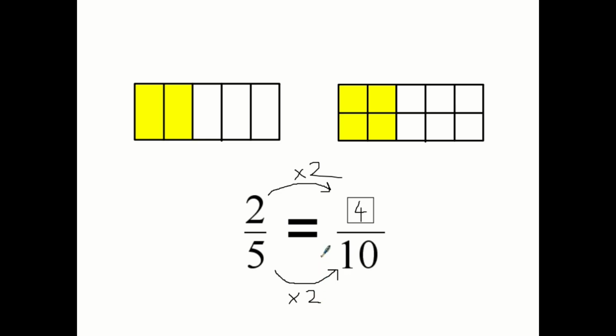So you can be multiplying by anything, and we'll see some examples of that shortly. It doesn't always have to be 2, it can be any number as long as you're doing the same thing to the top and the bottom. And that's how we generate equivalent fractions.